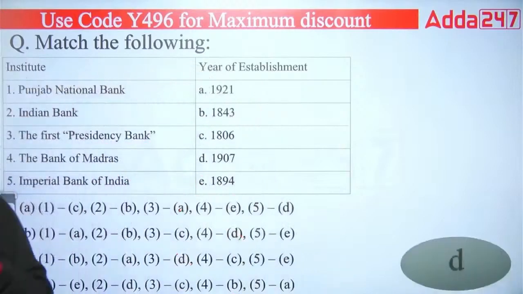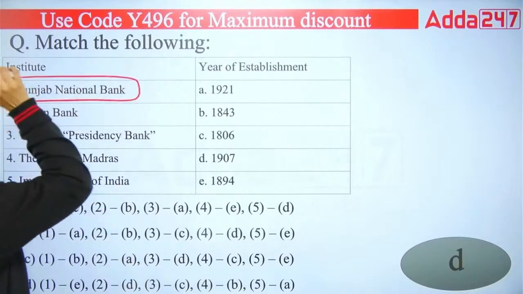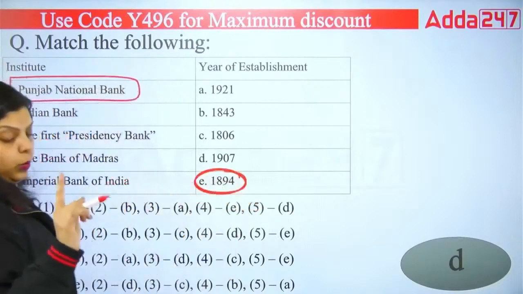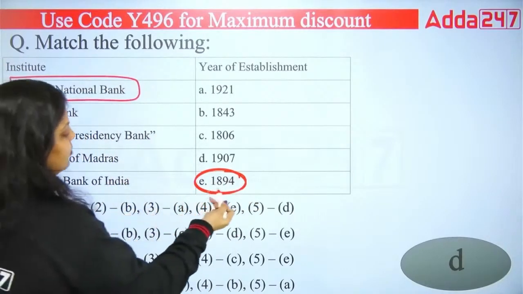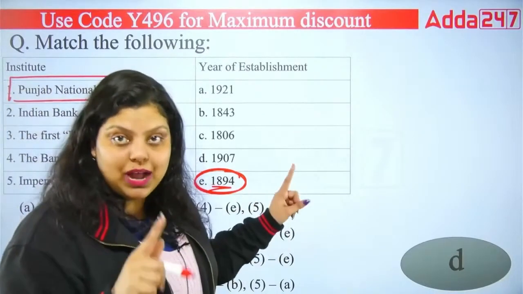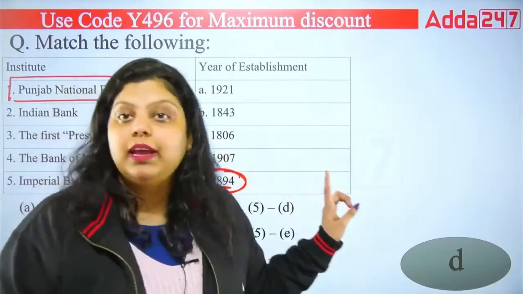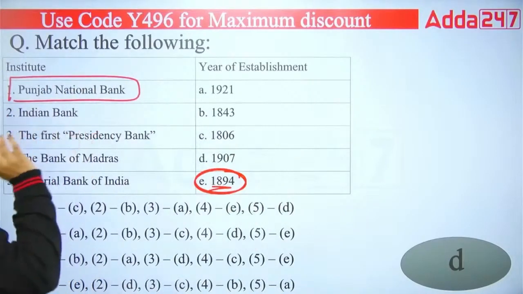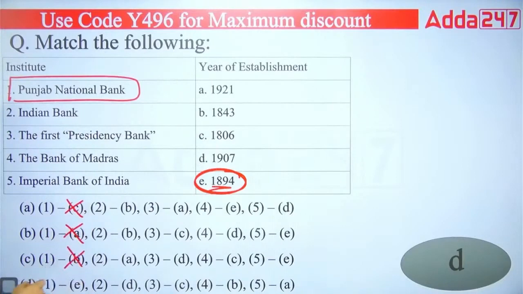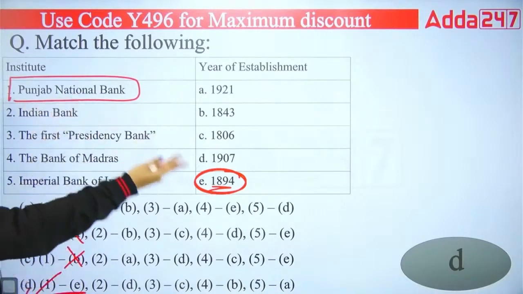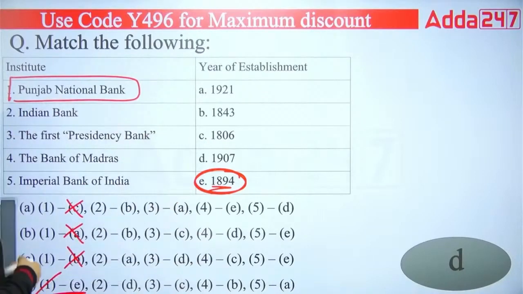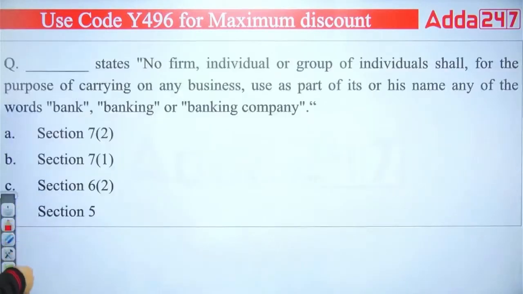So this is how you have to answer the match the following question. You do not have to go with each and every option. For example, if I start with the first question, Punjab National Bank, I know Punjab National Bank was established in 1894. One more thing, in the Macmillan book, this year has been given wrong. In the Macmillan book, the year is given as 1874. But the right establishment year is 1894. Do not get confused. So first is E. Now you can see in the options, only option D has first as E. So if you have matched this, you do not have to go further. Always make sure you use the elimination method to answer the question.